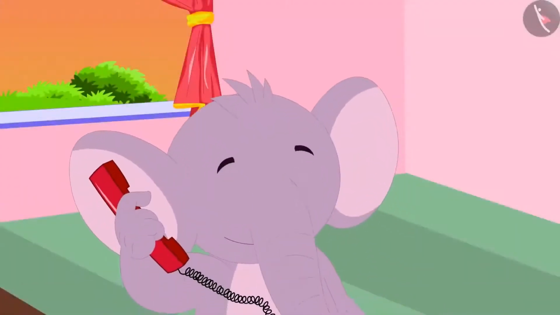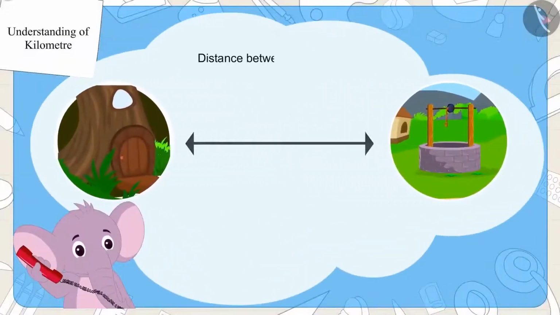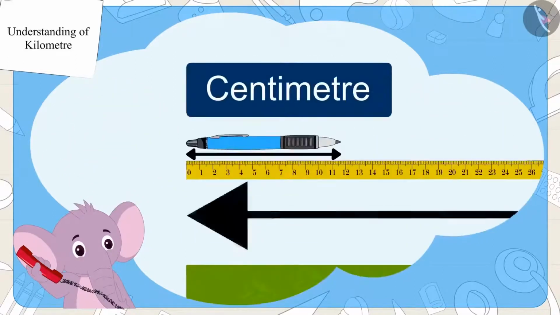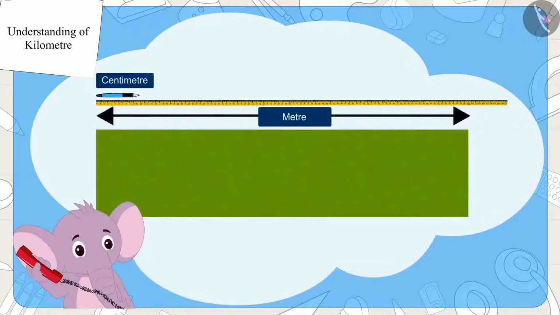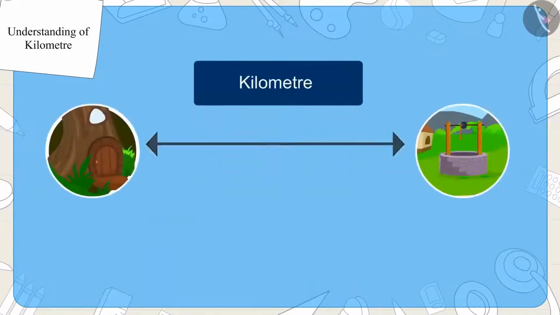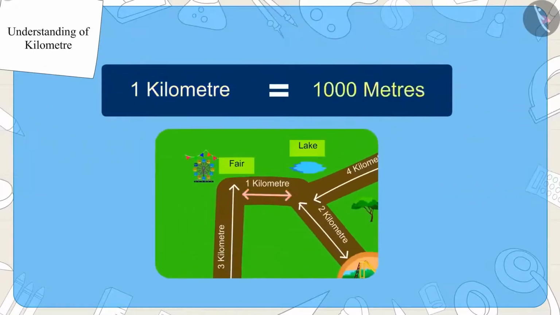Appu explained it to Chanda. Look, Chanda, since the distance between the two places is a lot, we cannot measure them in centimeters or meters. Centimeters and meters are units of measuring length. Similarly, kilometers is the unit to measure the distance between two places. 1 kilometer is equal to 1000 meters.